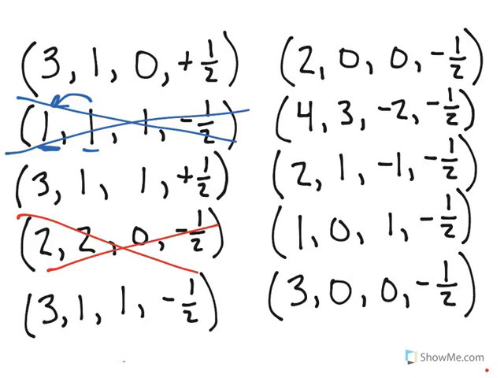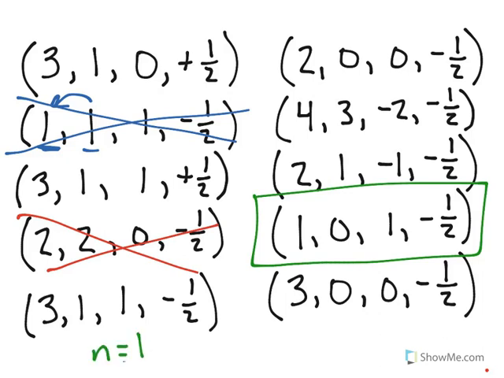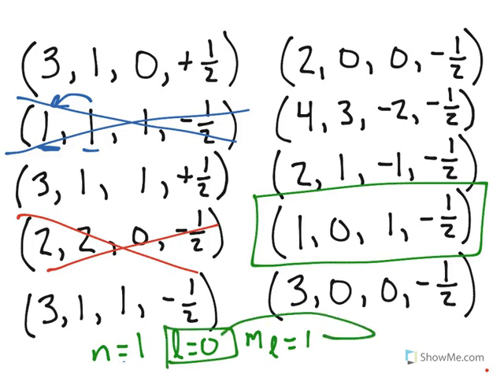Continuing down the list, I notice this quantum number set. We have a principal quantum number of 1. We have an L value of 0, which means it's an S sublevel. But then you have an m sub L value of 1. Well, when you're dealing with the S sublevel, the only possible value for m sub L is 0. So it's impossible to have a 1 orientation of your orbital whenever you're in the S sublevel.